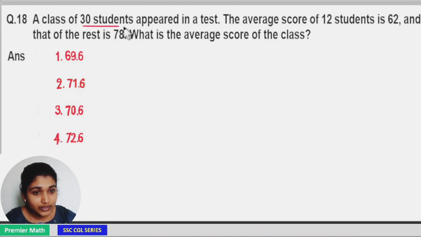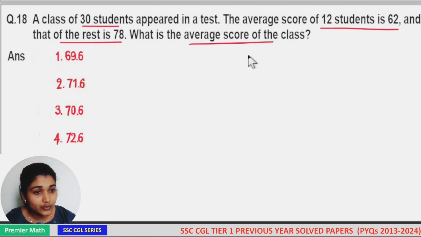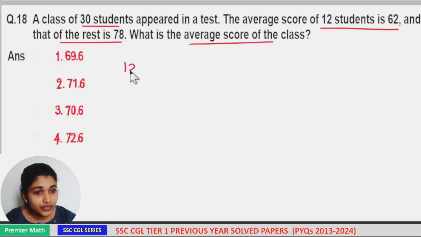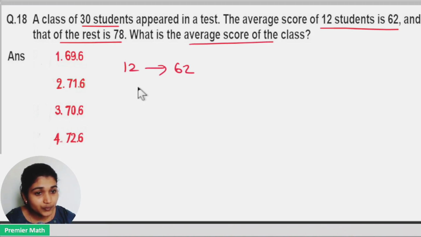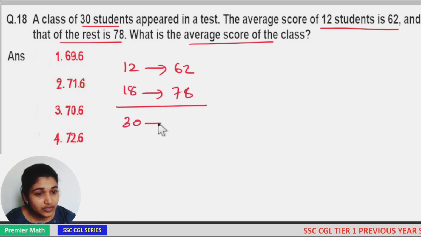A class of 30 students appeared in a test. The average score of 12 students is 62 and that of the rest is 78. What's the average score of the class? Here 12 students' average is 62. Rest means 30 minus 12, 18 students' average is equal to 78. Then average of the whole class means average of these 30 students.